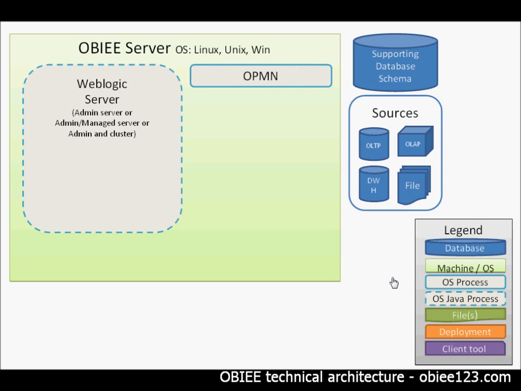There are also some OS level components which do not run on the Java level of the WebLogic server. They're managed by the Oracle Process Manager, OPMN, and the WebLogic server and OPMN are the only two processes that should be kicked off when you want to run OBIEE.